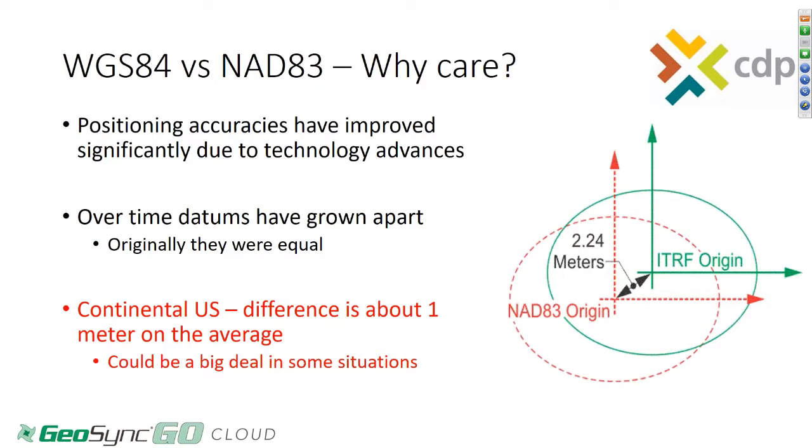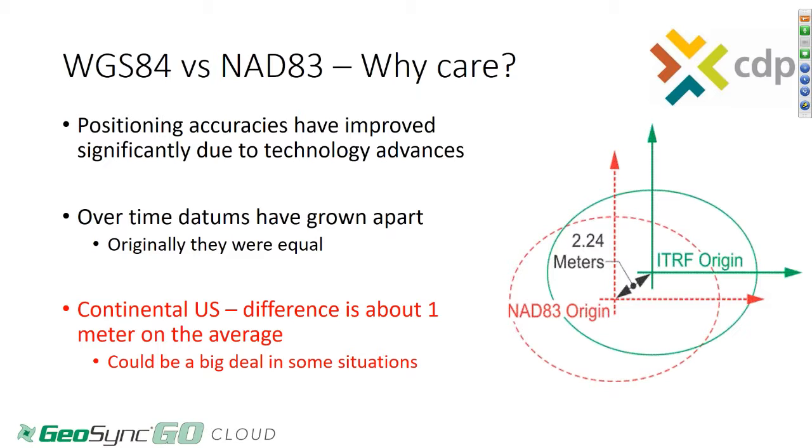So again, why do we care? Why does this make a difference? Like I said, for years we've been working with GPS and GIS mapping for 25 years, and for the most part we really just didn't care very much about this. The differences didn't really matter. We didn't worry about that very much.